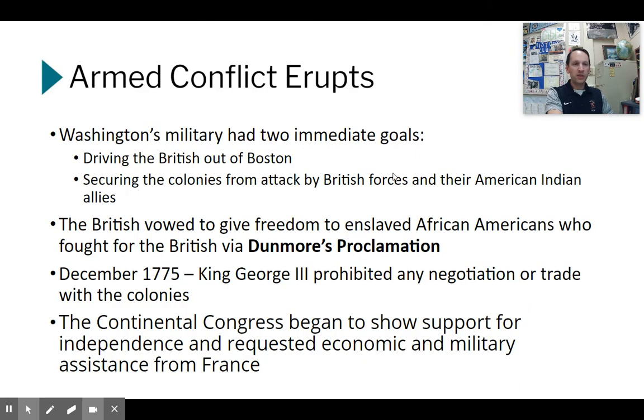Dunmore's proclamation, if you can remember, really brought a lot of the southern plantation owners into the side of the Americans, because this declared that any slave that fights for the British against the Americans would be granted their freedom. And this freaks out a lot of southern plantation owners because their ultimate fear is slave rebellion, and here are the British stoking the fires.